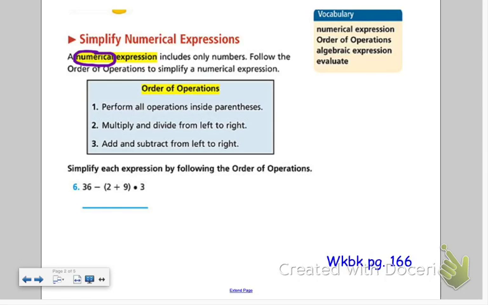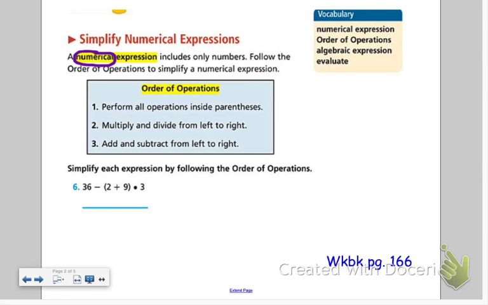In order to simplify a numerical expression, you have to follow the order of operations. You probably have heard of the order of operations before. Some of you may remember, but please excuse my dear Aunt Sally. Here are some of the steps for the order of operations. The first thing you have to do is perform all operations inside parentheses. That has to come first.